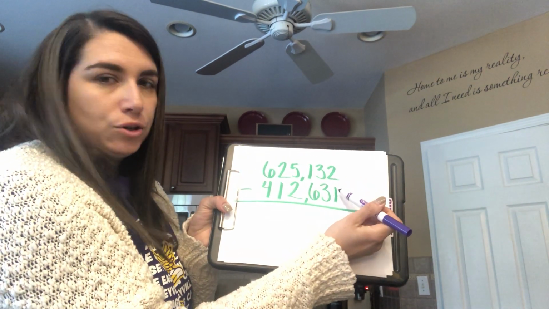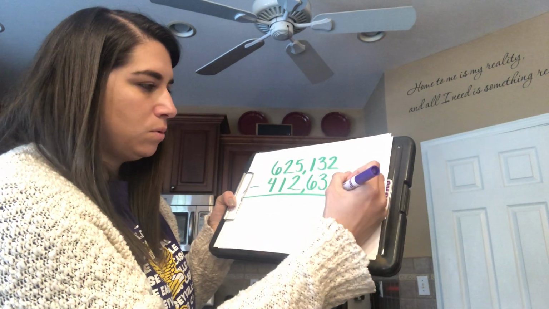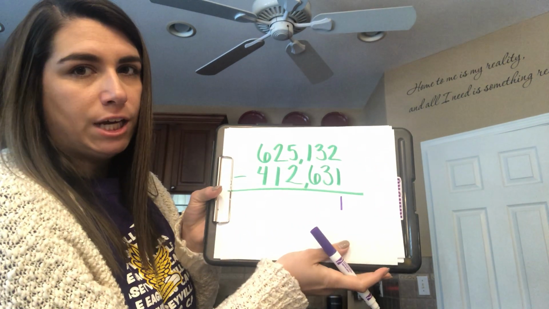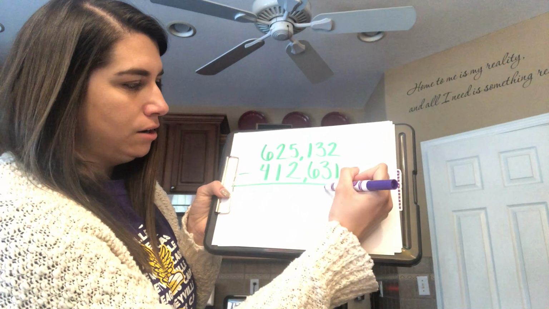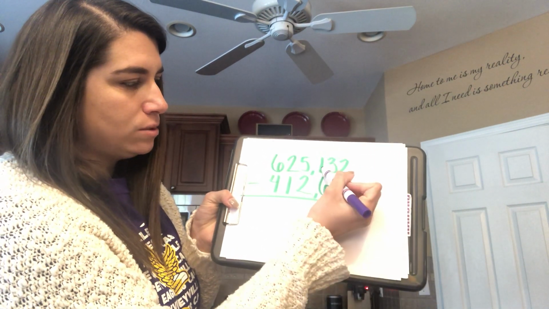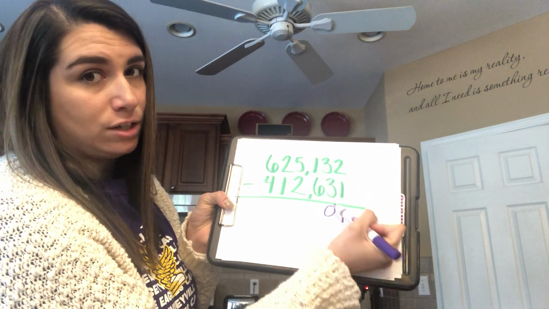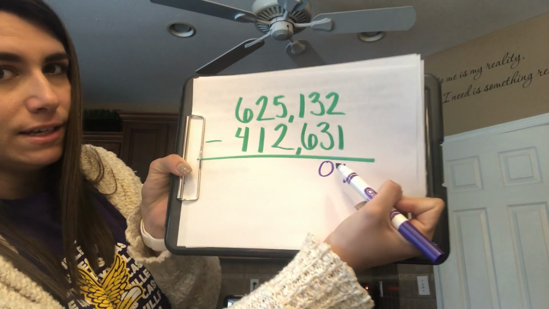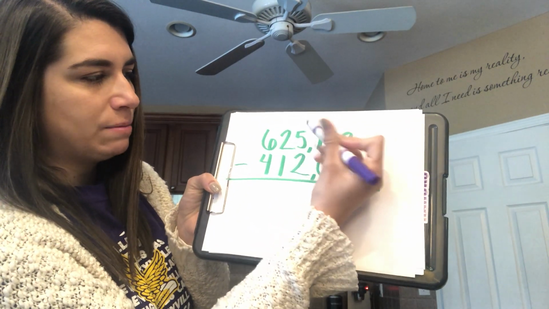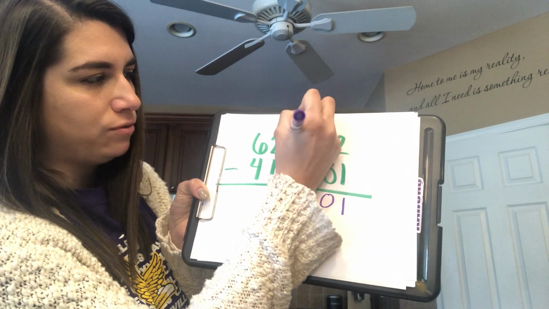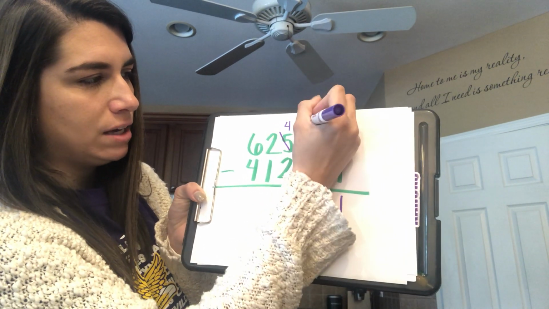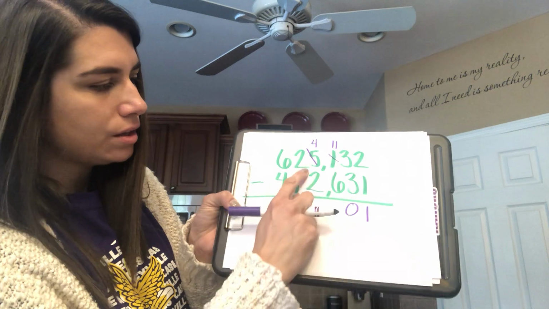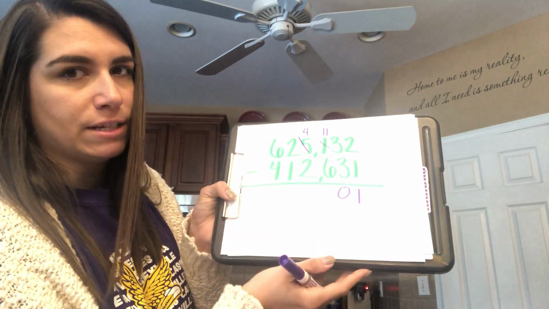All right, so I'm going to start in my ones place. So I'm going to take 2 minus 1, which is 1. 3 minus 3, which is 0. Then this one, the bottom is bigger, so I need to borrow. You see that? The 6 is bigger than the 1. So I go over to my thousands place. The 5 becomes a 4. The 1 becomes an 11. The 2 I can subtract, and that 6 minus 4 I can subtract.